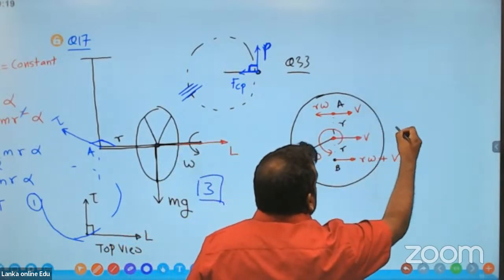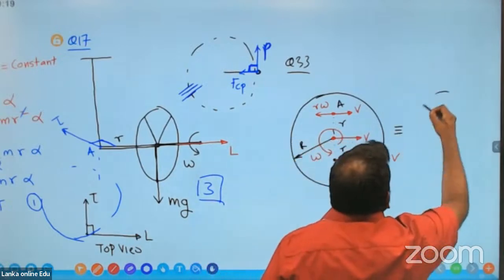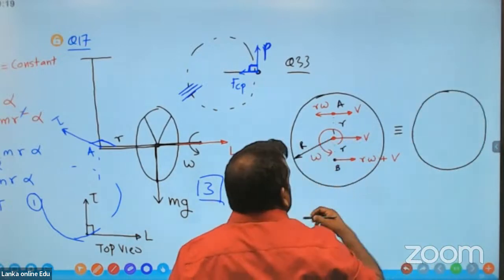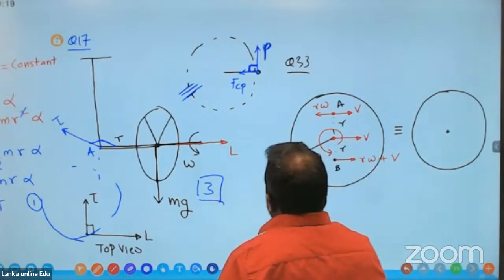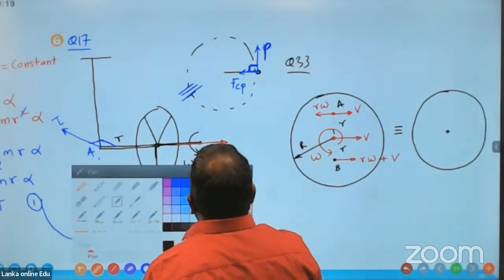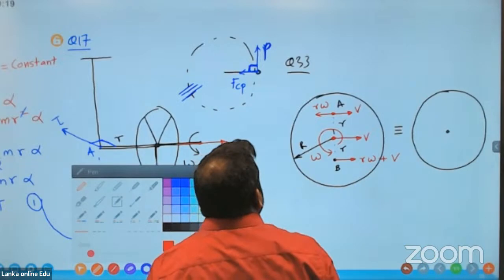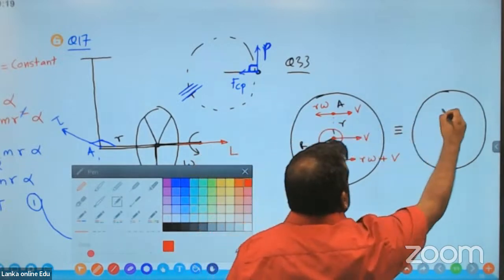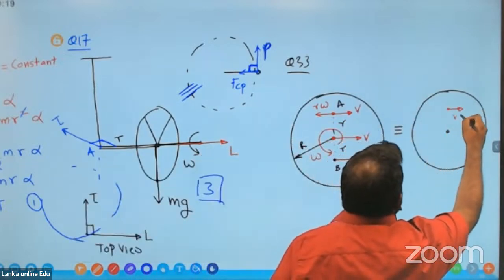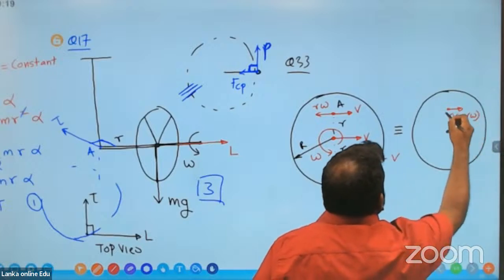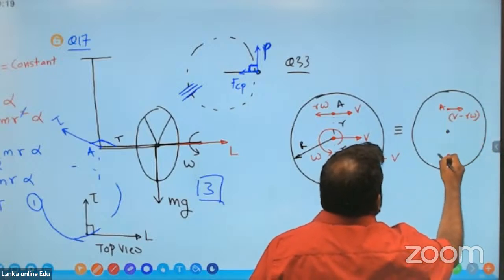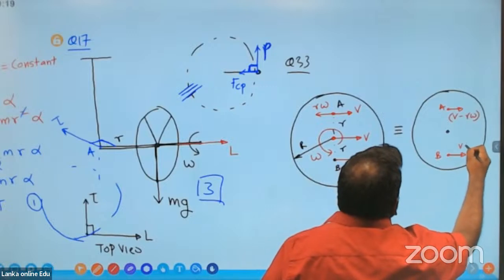Now, if I write this, the center is here. You can take it any way you want. They are in opposite directions. So I'll take here V minus R omega, particle A. Point B, here we have V plus R omega.